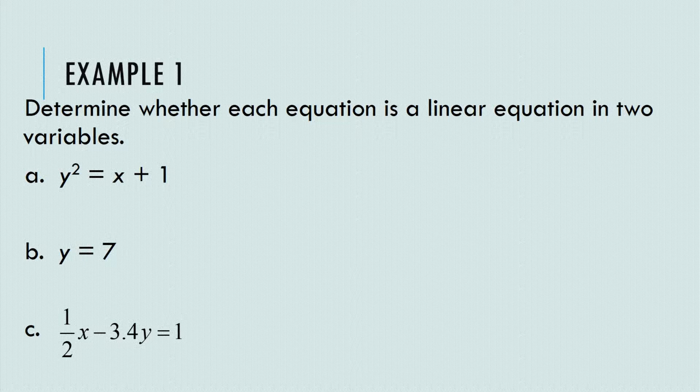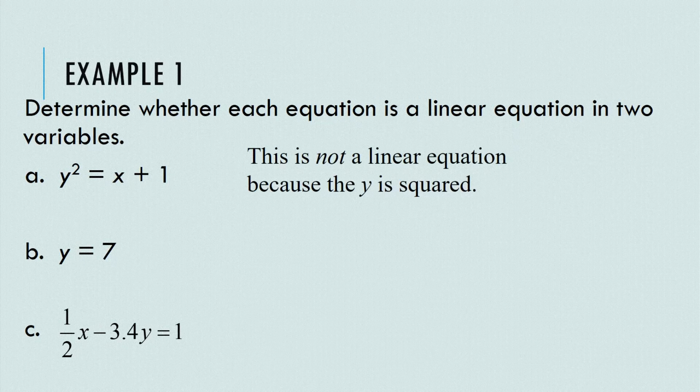Example 1, we're going to determine whether things are linear equations in 2 variables. The key thing here is, the problem with example 1A is that square. Linear equations cannot be squared, they cannot be cubed, they cannot be square rooted. Your variables need to be single variables, meaning your x and y are just x and y.